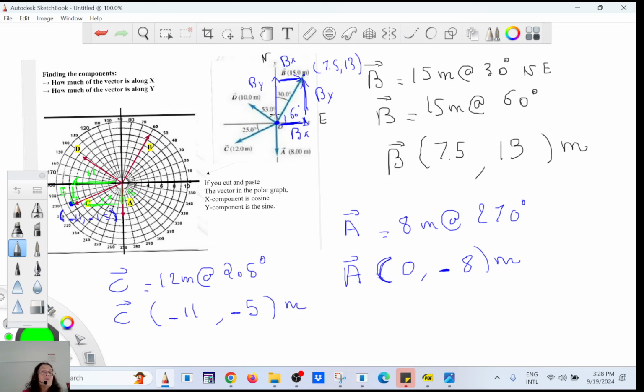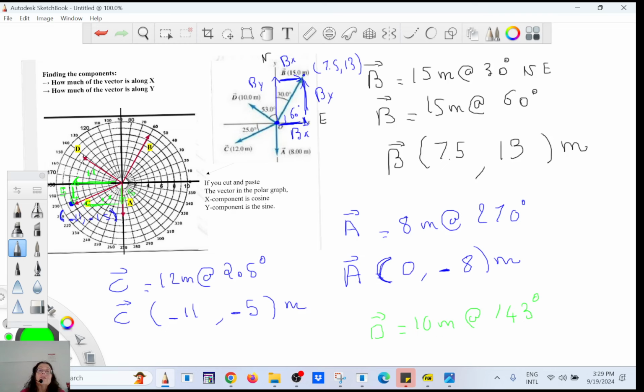G is 53 west of north, right? So 53, you see you go 10, 20, 30, 40, 50. So it will be 143. Do you all agree with that? And you can print out your polar graph, and then it's easy. Okay? So G, the magnitude is 10 at 143 degrees. So you can find the x component and the y component.